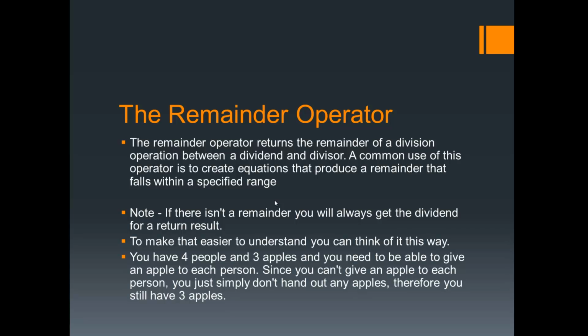Take note, if there isn't a remainder to distribute, you will always get the dividend as the return result. To make it a little easier to understand, you can think of it this way. Some people don't understand why 3 mod 1 is going to be 3, or 4 mod 3 is going to be 3. Say you have 4 people and 3 apples, and you need to evenly distribute the apples among these 4 people. But since you only have 3 apples to begin with, you can't distribute them evenly, so you just don't hand out any of the apples. Therefore, you still have 3 apples in your hand, which is actually the remainder.